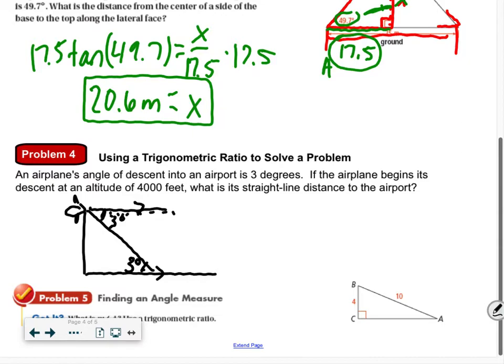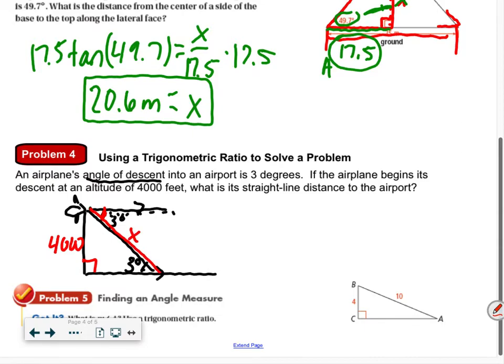I know it's probably been a long time. Whenever it says angle of descent, that's always this angle here. It's always outside of our triangle. It says it begins a descent at an altitude of 4,000. So that's how high my plane is. This is a right angle. I want to know what the straight line distance is. So that is this side right here.